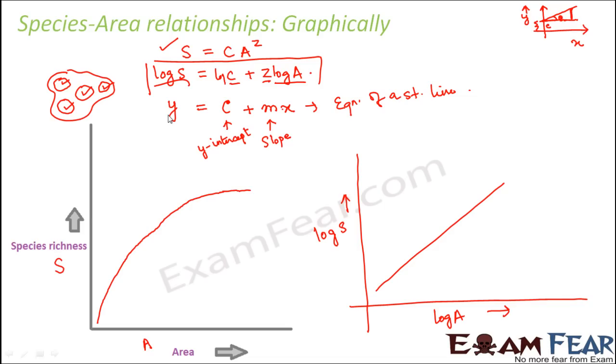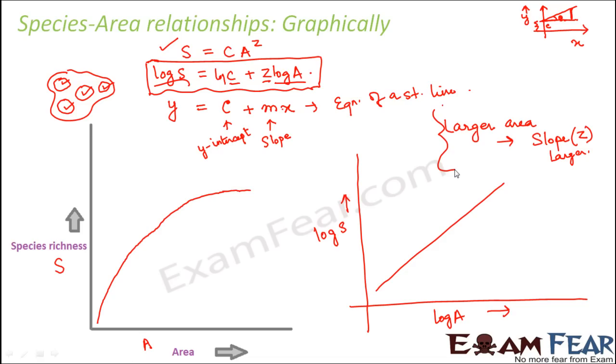The next observation was that this particular relationship can actually give you a lot of information about the relationship between the species richness and area of a particular area. It has been observed that for a larger area, the slope is larger. That means the value of the slope. So if you are trying to analyze the species area relationship of a larger area, the slope, and what is slope? Slope is nothing but the value of Z. So Z is going to be larger. A larger area has a larger value of Z.